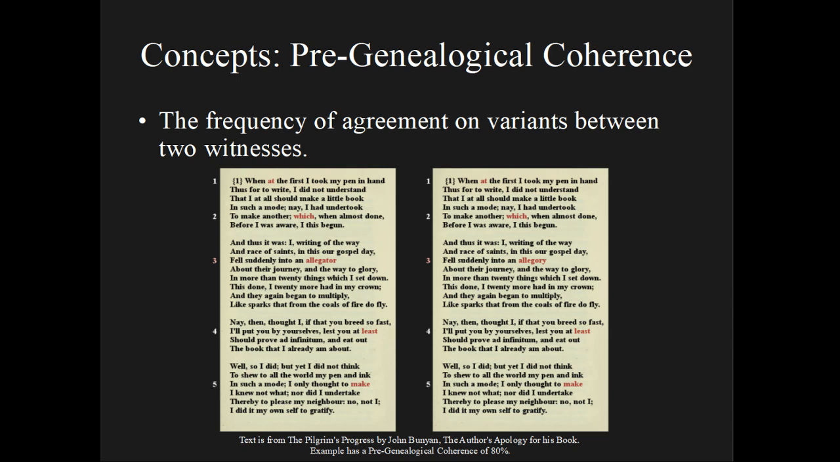That's the only place where they differ. Well, basically we just want to count them up and see what percentage of agreement there is on those places. And that's what pre-genealogical coherence is. For this, it's 80%, because we have 5 places of normal variation and only one place of disagreement. So we have 80% agreement on those places of normal variation. It's not a terribly difficult concept. Hopefully I've been able to explain it well, but we'll move on, and if anyone has any questions, you can just leave a comment and I'll hopefully get back to you.